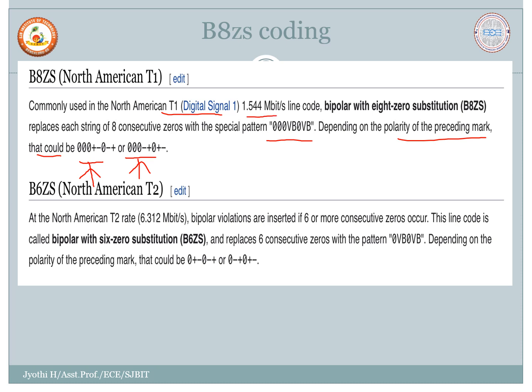The commonly used North American T1 channels have a line code with a capacity of 1.544 megabits per second, which uses bipolar with 8-zero substitution. In general, it is also known as BNZS coding. It is nothing but bipolar N-zero substitution. Earlier we considered 3 zeros, and now I am considering 8 zeros. Next it is the B6ZS, which is used for the T2 carrier. It is also used for the T1 carrier.